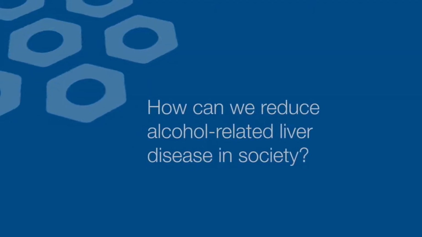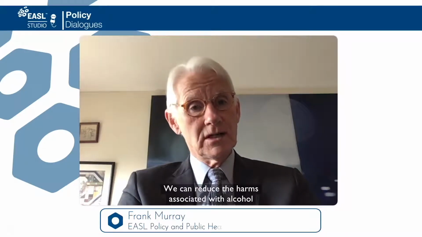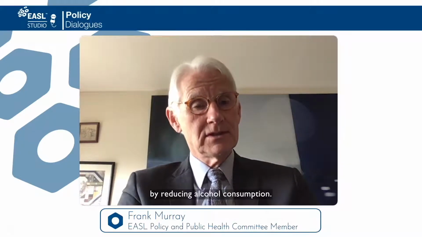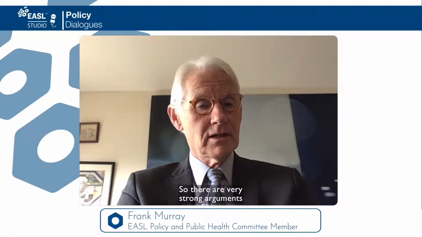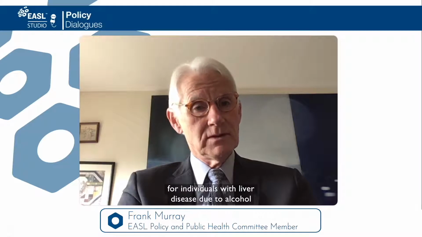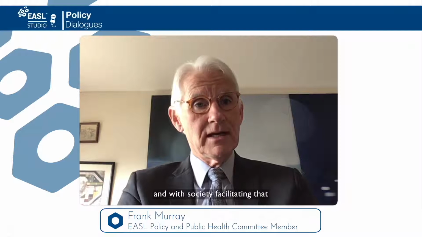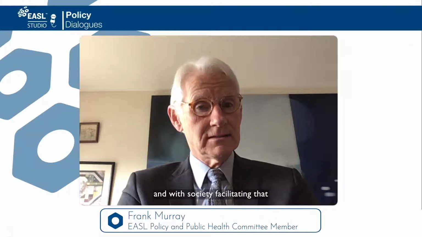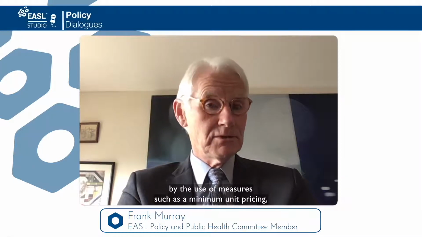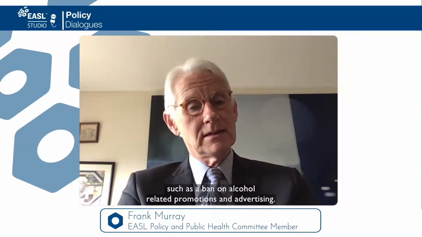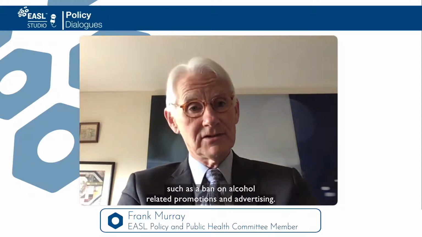How can we reduce alcohol-related liver disease in society? We can reduce the harms associated with alcohol by reducing alcohol consumption. It's that obvious. So there are very strong arguments for individuals with liver disease due to alcohol abstaining from alcohol, and with society facilitating that by the use of measures such as minimum unit pricing, such as a ban on alcohol-related promotions and advertising.